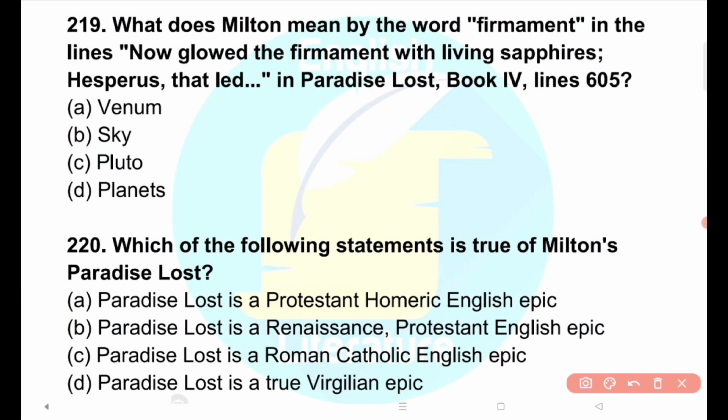What does Milton mean by the word firmament? In the lines "now glowed the firmament with living sparks," in Paradise Lost Book 4, line 605. Option B, sky.